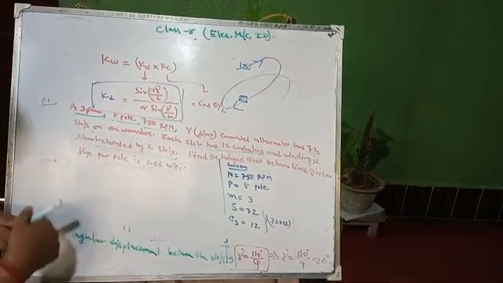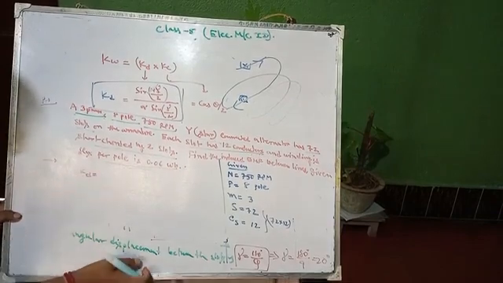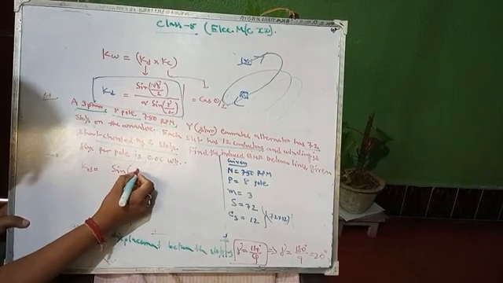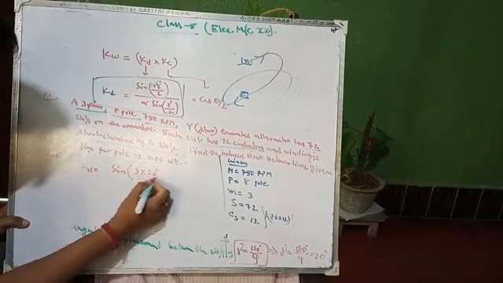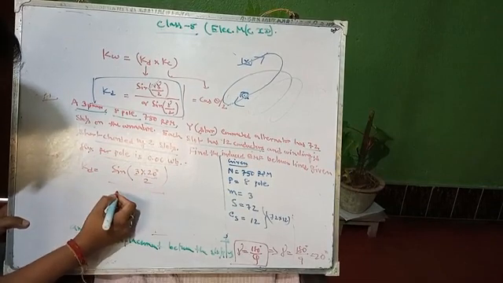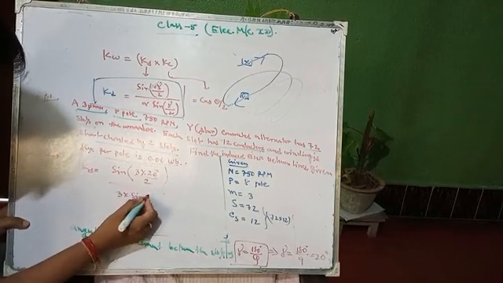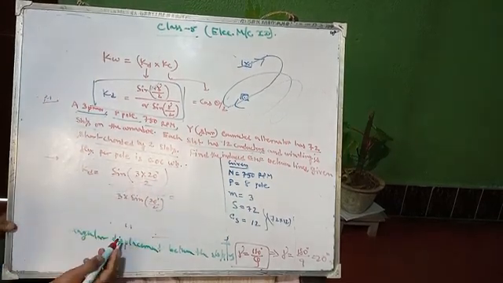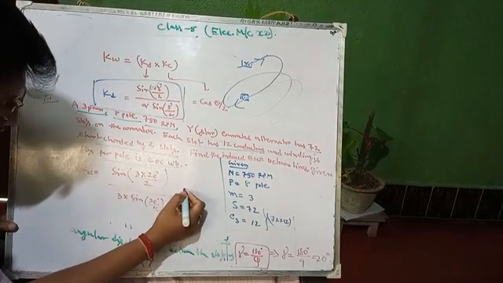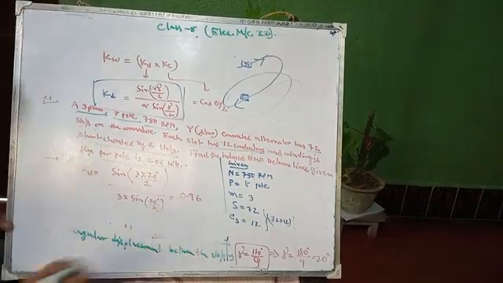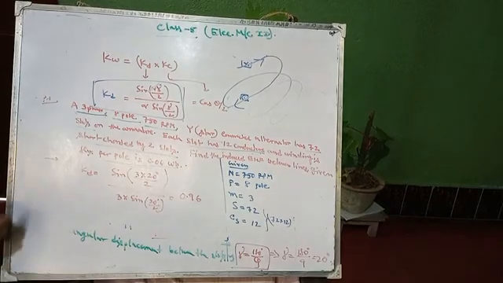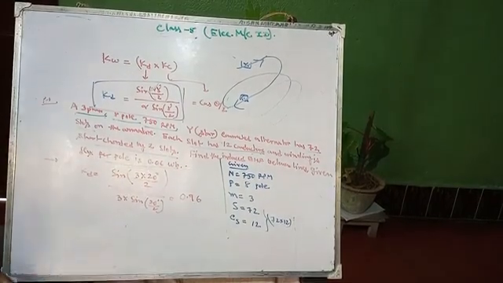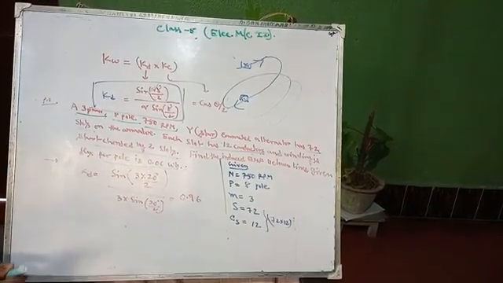So what is the value of Kd? Kd equals sine of q gamma by 2 divided by q into sine of gamma by 2, that is sine of 3 into 20 degree by 2 divided by 3 into sine of 20 degree by 2. By calculating, sine 30 degree, you can get 0.96, I think. You can check and verify it. Kd equals 0.96.